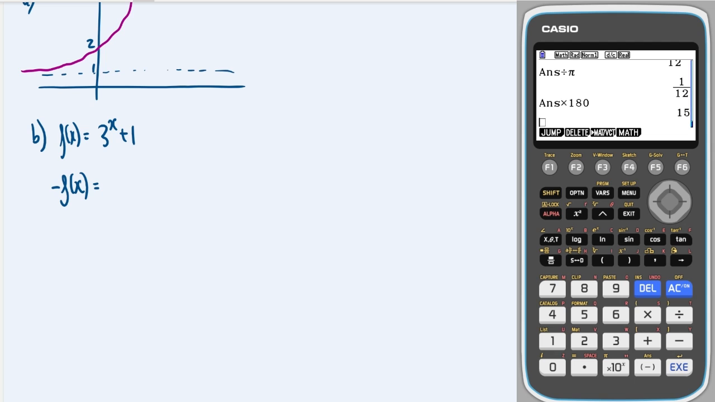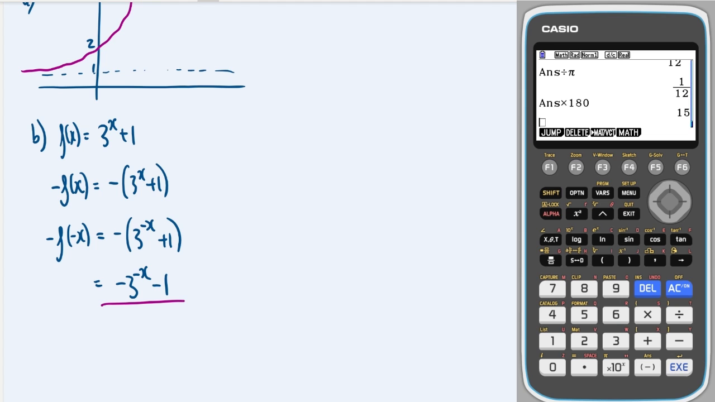So minus f of x will just be minus 3 to the x plus 1. And then if I were to change the x input to a negative, I would get 3 to the minus x plus 1, like this, which one could write as minus 3 to the minus x minus 1. Perfect. Okay, let's go up to part C.